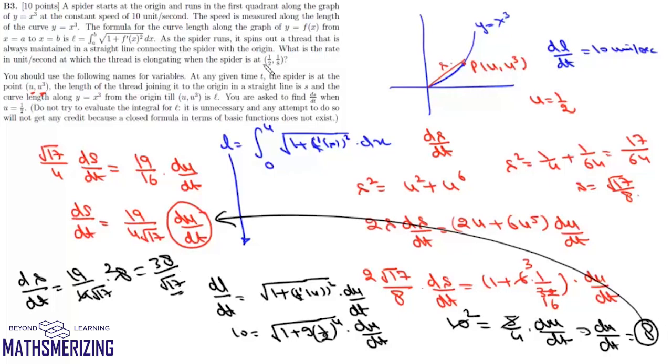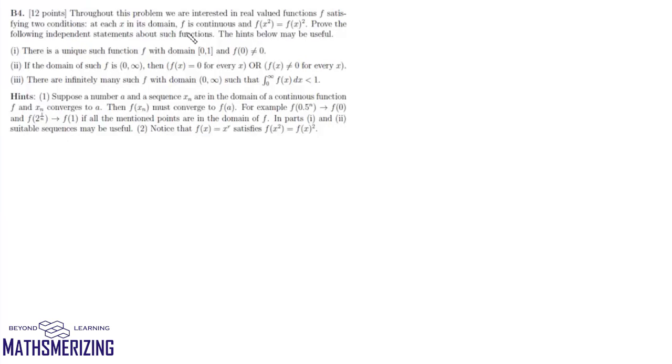So the length of elongation of this web will be 38 upon root 17 units per second. Now question B4 is: throughout this problem we are interested in real valued functions f satisfying two conditions, that at each x in its domain f is continuous and f(x²) is equal to (f(x))². Now we need to prove the following independent statements about such functions, and they have given some hints also.